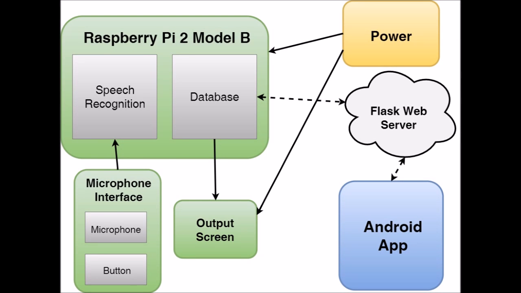This is a block diagram of our product. As you can see, the main component is the Raspberry Pi 2 Model B, which is powered by the 5-volt 2-amp supply. It hosts our speech recognition and database. The speech recognition gets its input from the microphone interface, which is comprised of a USB microphone and the button on the printed circuit board. The database is displayed on the output screen. The output screen is connected to the Raspberry Pi using an HDMI connection, and it is powered using a 12-volt 2-amp supply. The Raspberry Pi also hosts a Flask web server, which is used to communicate with the Android app.